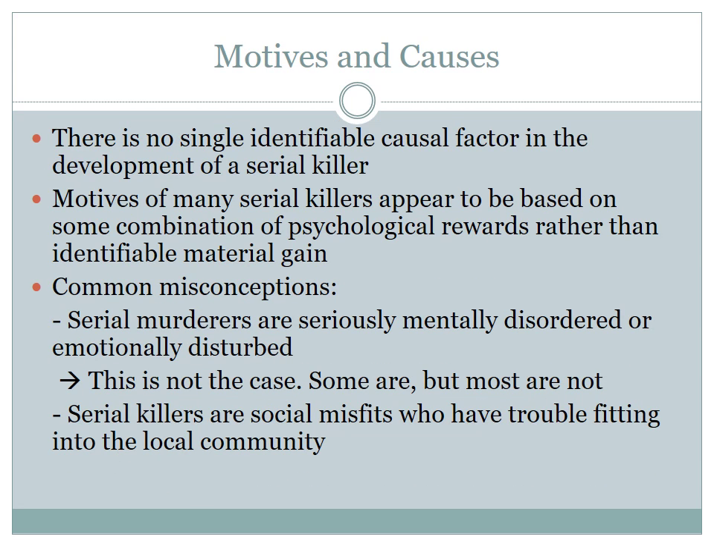The motives and causes of serial killers. So there is actually no single identifiable causal factor in the development of a serial killer. The motives of many serial killers appear to be based on some combination of psychological rewards rather than identifiable material gains. The psychological rewards include control, domination, media attention, and personal or sexual excitement. The actions are predictably planned, organized, and purposeful, which shows how long the killer has thought about all of this and how detailed his plans are.